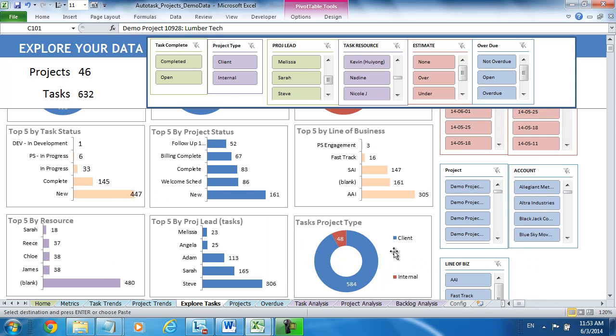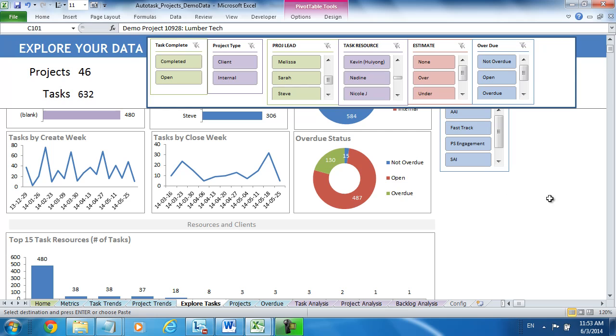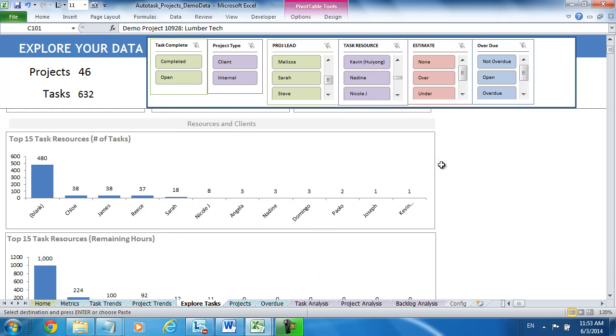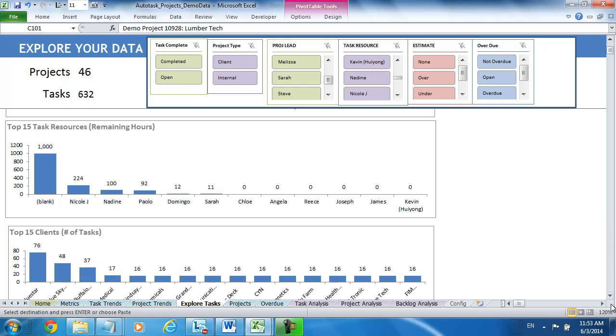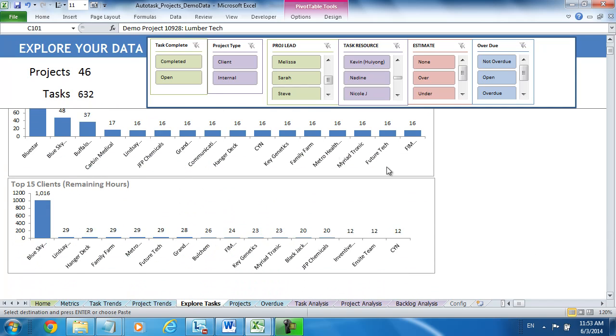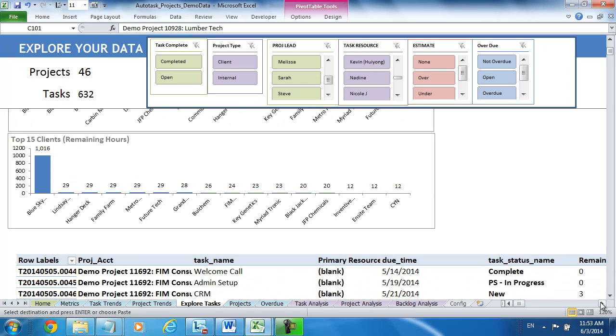I can indicate whether I want internal versus external projects. And basically this is all about looking at the slicers, looking at the information, seeing when they were created, and then we also give a breakdown by the top 15 by resource. So of the selected 632 tasks, 480 don't have a resource associated to them. I can look at by remaining hours. I can look at by the client list and get information regarding remaining hours or count by client list. And I get the individual tasks that I'm looking at, so I can drill in and look at that information as well.